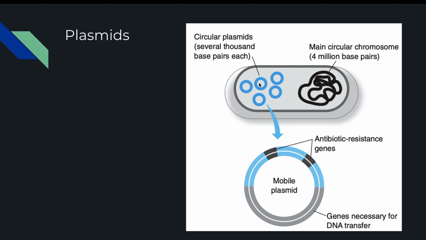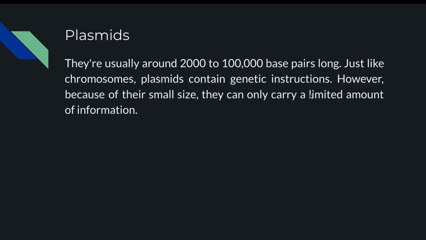Ito yung circular plasmid class. Tapos, those plasmids are composed of, usually mga genes necessary for DNA transfer, and then antibiotic resistance genes, versus ito yung main circular chromosome ng bacteria. Okay? So, they're usually around 2,000 to 100,000 base pairs long. Just like chromosomes, plasmids contain genetic instructions. However, because of their small size, they can only carry a limited amount of information.